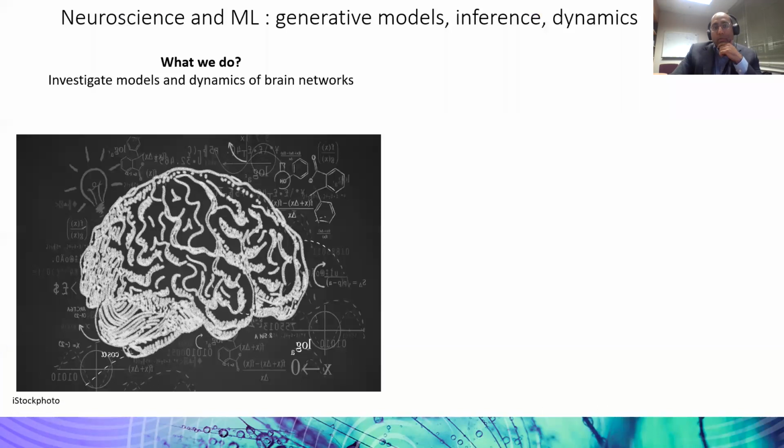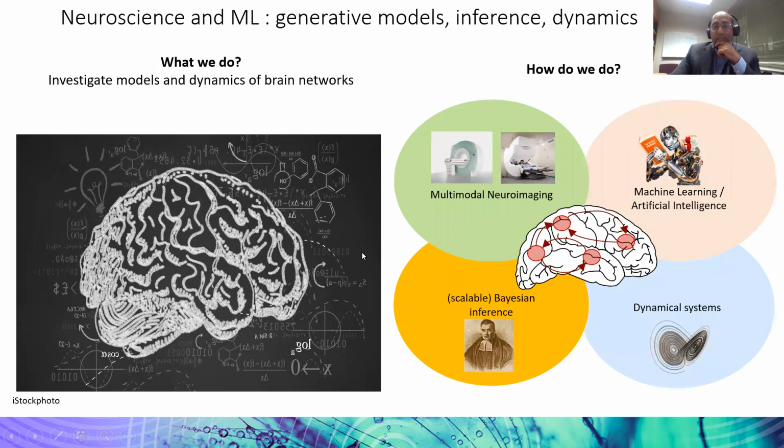So in my lab, we work at the interface of neuroscience and machine learning and engineering. And what we do is to model brain dynamics and the dynamics of brain networks. How we do that is by using a multidisciplinary approach, which is to use multimodal neuroimaging. First of all, we should be able to image or acquire signals, which we can then use as empirical data to test our models. For this, we use neuroimaging. I will talk about a bit of the basics of it again, using MRI.